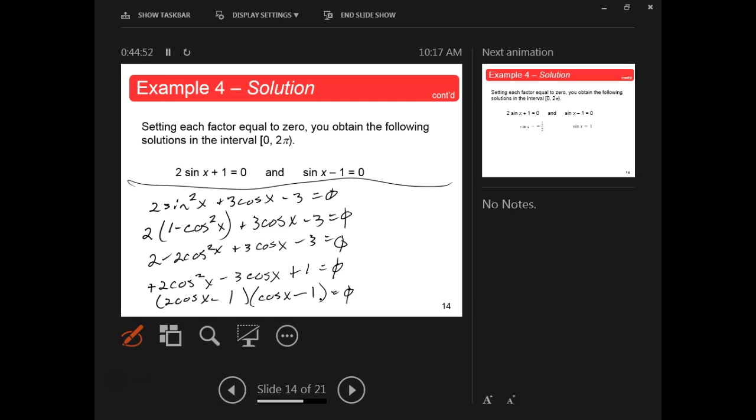2 cosine x and cosine x is certainly 2 cosine squared x. 2 cosine x times minus 1 is minus 2 cosine x. Minus cosine x, that's minus 3 cosine x. Yes. Minus 1 times minus 1 is plus 1. Yes, that works. So we have factored correctly. So now what do we do? Set each of them independently equal to 0. So either 2 cosine x minus 1 is equal to 0, which produces what?